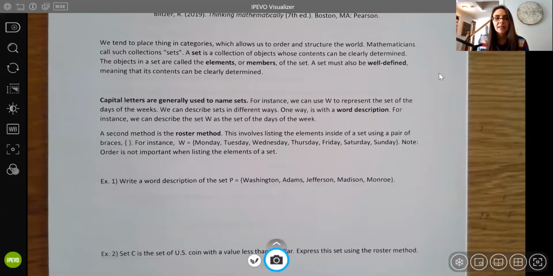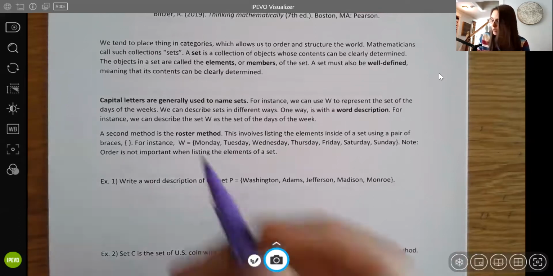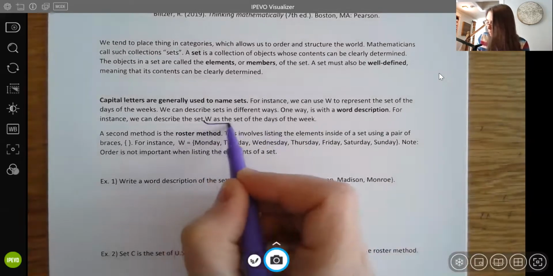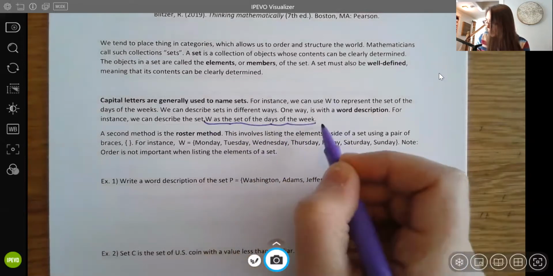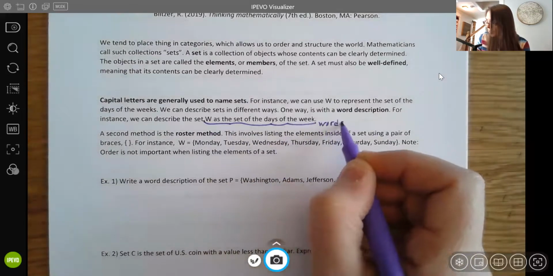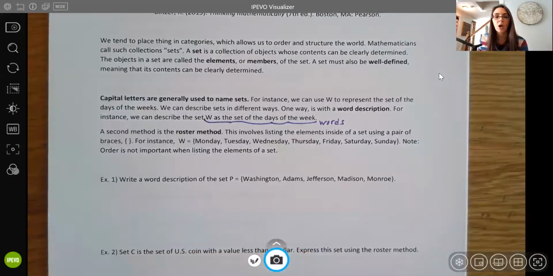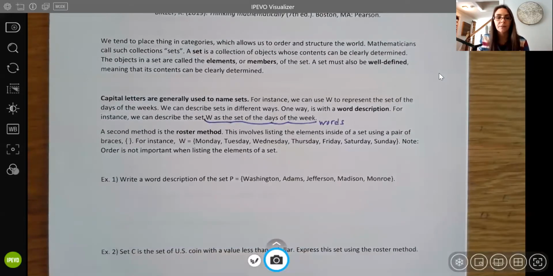We can describe sets in different ways. One way we can describe sets is with a word description. For instance, we can describe the set W as the set of the days of the week. So here, we're describing W in words, right? We're just using words to describe that W represents all the days of the week.